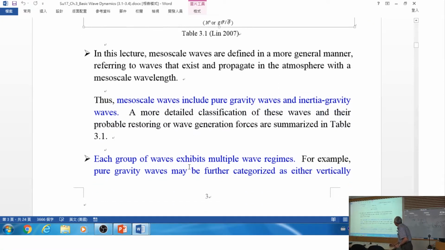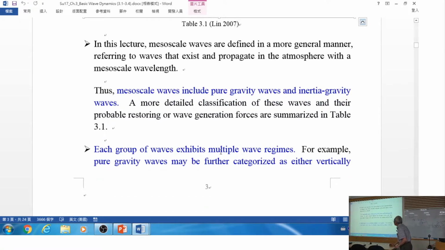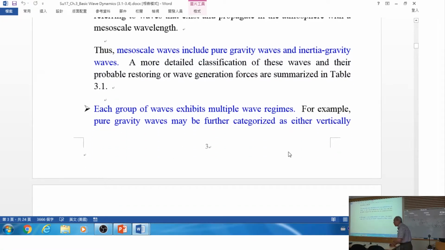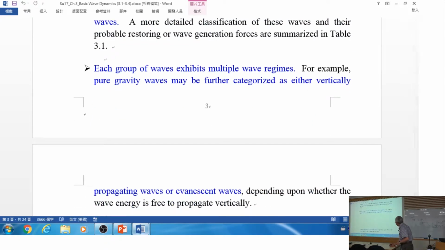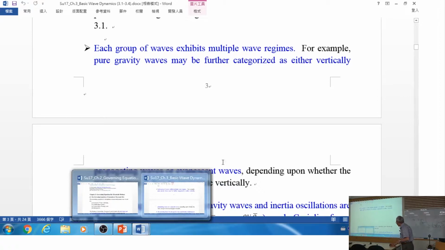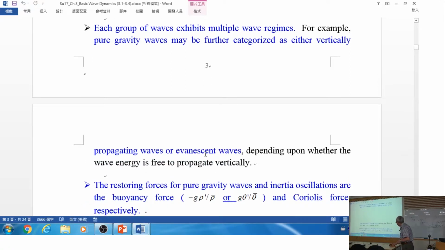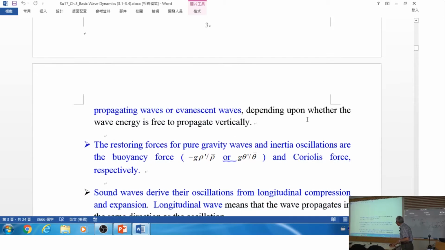Each group of waves exhibits multiple wave regimes. Don't worry about this, we are going to talk about it. This just gives you a beginning, some sense of waves, and we are going to learn the mechanisms later on. For example, you can have vertically propagating waves, like I mentioned earlier, or evanescent waves, depending on the wave and medium properties.